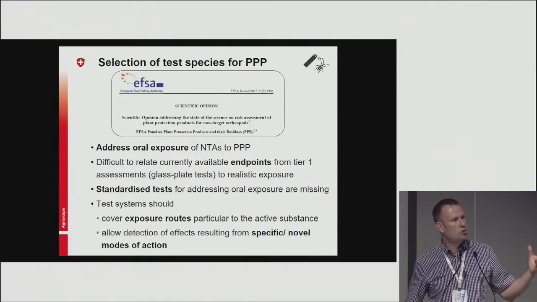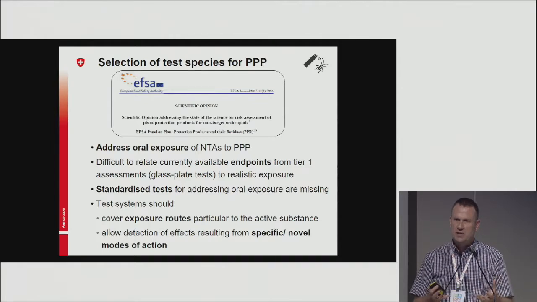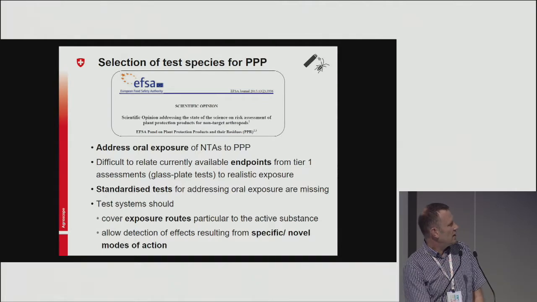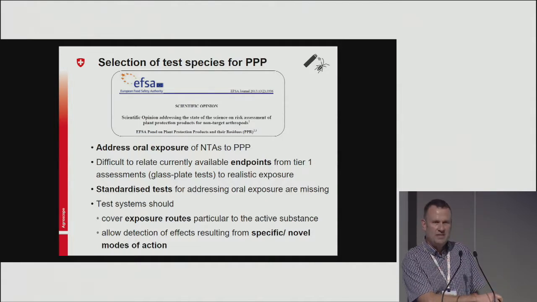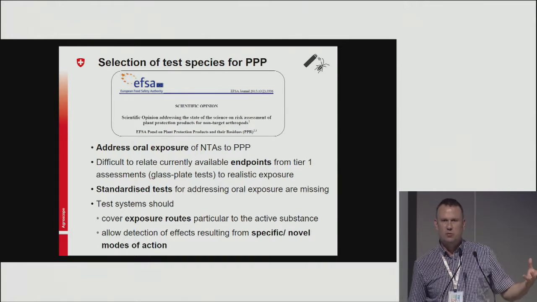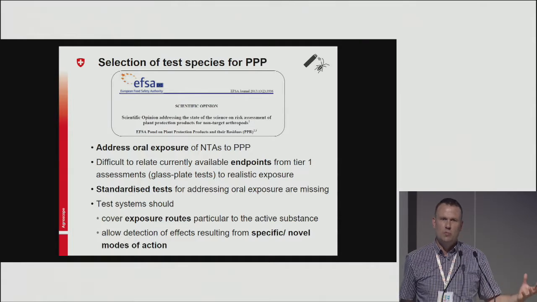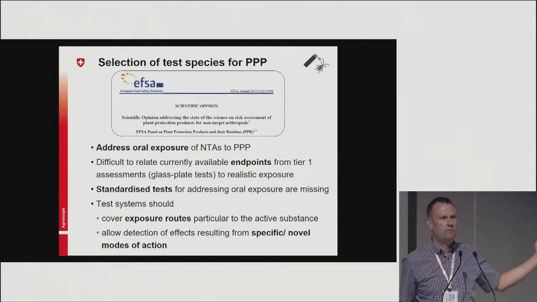We have problems to relate the endpoints that we are collecting today from a glass plate type of toxicity study to realistic exposures. If we think about systemic insecticides, we don't have standardized tests for testing oral exposure. And we need more tests that take into account these different routes of exposure, but also the different modes of action. And I think this fits one-to-one to the double-stranded RNA discussion.